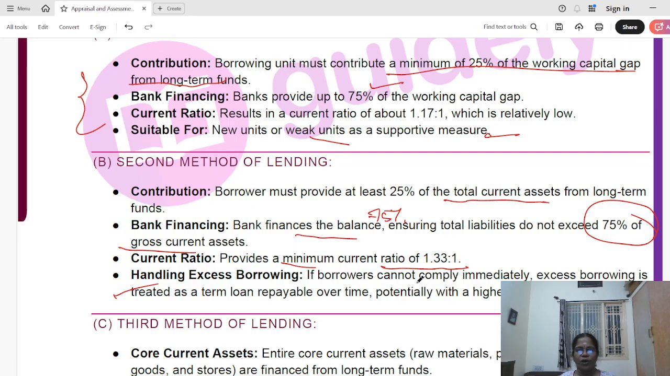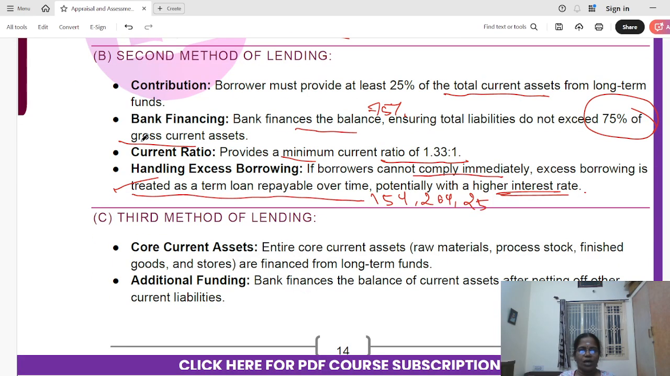Handling excess borrowing: if borrowers cannot comply immediately, excess borrowing is treated as a long term loan repayable over time. So if there is excess borrowing, that can be repayable on a long term basis over a time. Long term period means maybe 15 years, 20 years, 25 years, like that, with a higher interest rate. Then the third method of lending is the core current assets.